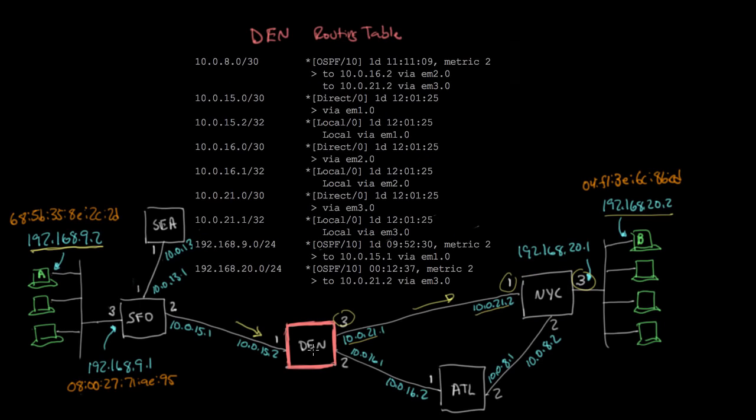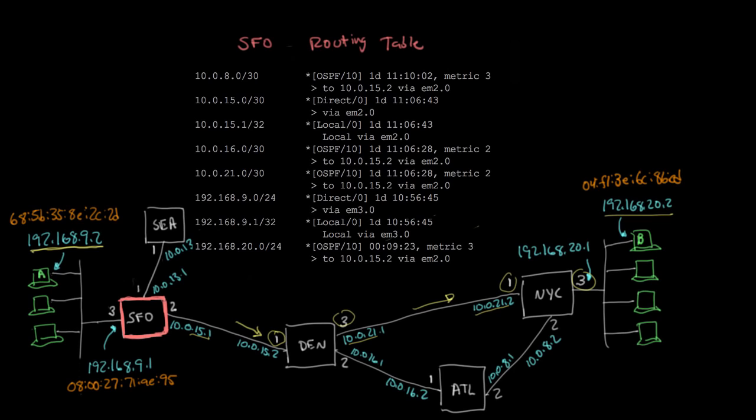And then same thing, if we look in Denver, we're looking for that 192.168.9/24 route, which matches our destination now of 192.168.9.2. And this says to send it to 10.0.15.1, which is right here, via EM1, which is interface 1 here. And you'll see here it says metric 2, so now it's only 2 hops away, so we're getting closer. And then finally, when we get to San Francisco, we look at our routing table again, and we see that 192.168.9/24 is directly connected via EM3, and so we can go ahead and deliver that packet finally on this Ethernet over here.